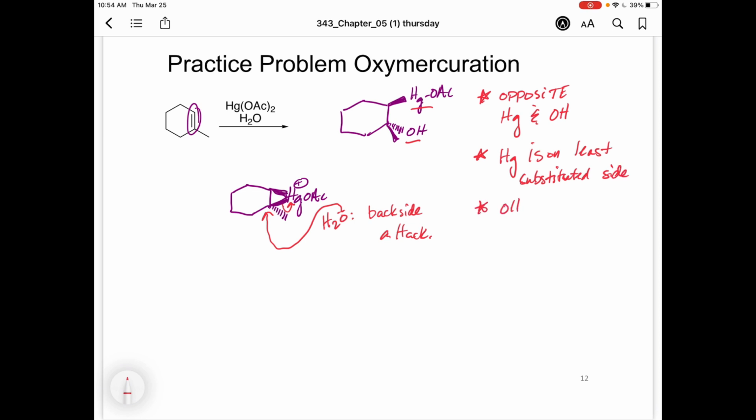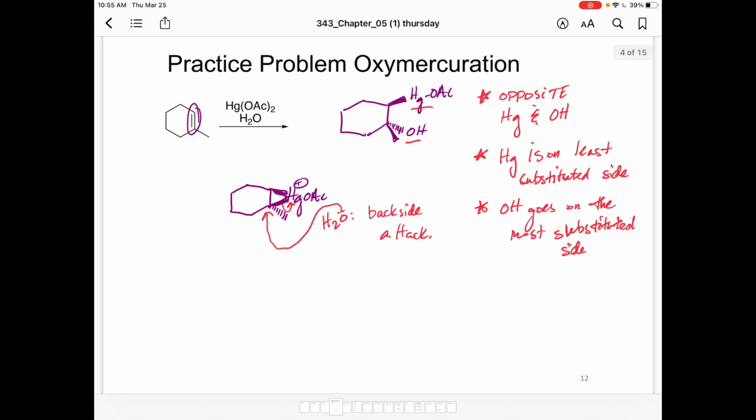And the OH goes on the most substituted side. All right. Let's talk about getting that mercury off. We just want the alcohol. Remember, we're going from alkene to alcohol. This is an intermediate that forms.